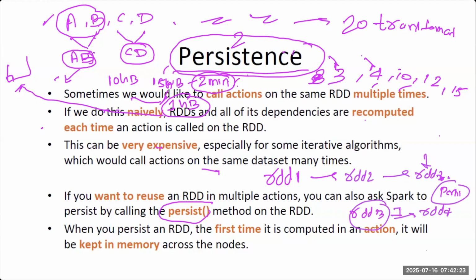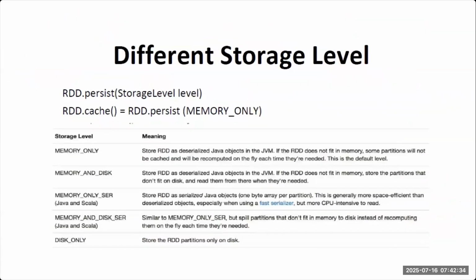So when you persist an RDD, the first time it is computed in an action, it will be kept in memory. There are different storage levels. As I told you, I am storing, so either I can store into memory or I can store onto disk. Disk space means hard disk. On our computer we call it a hard disk. So in servers also we have memory as well as disk.